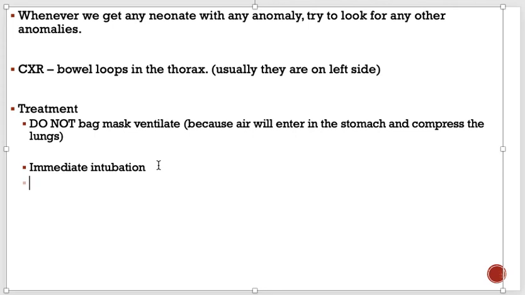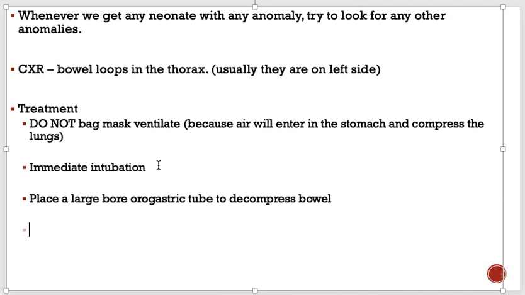Okay. And one more thing we can do is place a large bore orogastric tube to decompress, to release anything which is inside the intestines, to make it small in size, to decompress the bowel, right? So of course, this is the most important thing. And of course, the ultimate treatment for this is surgery. Surgery is needed to put things back and repair that defect.